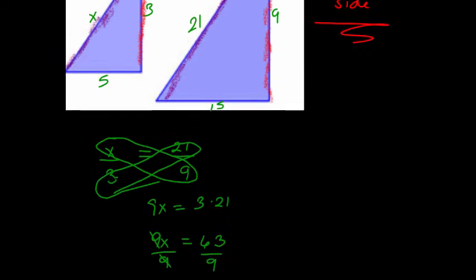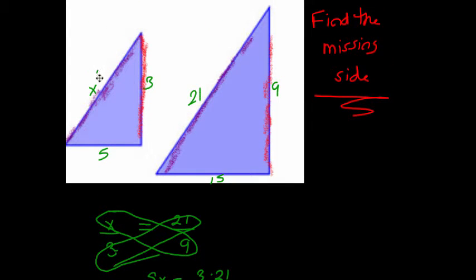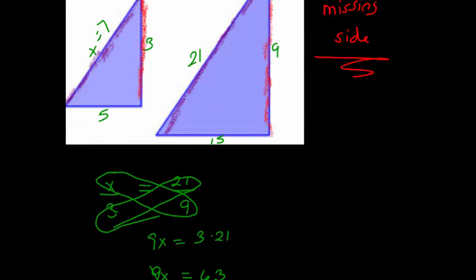So that means that this missing number equals 7. So finding the missing number is actually a very simple and easy process, okay? So let's move on to something else. Let's move on to something a little bit more fun, okay?